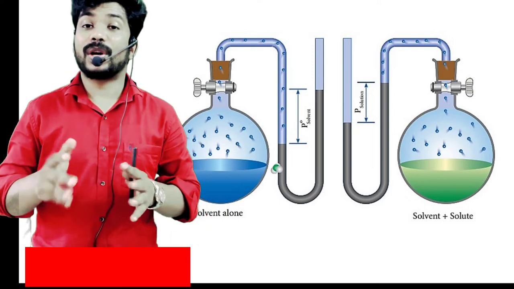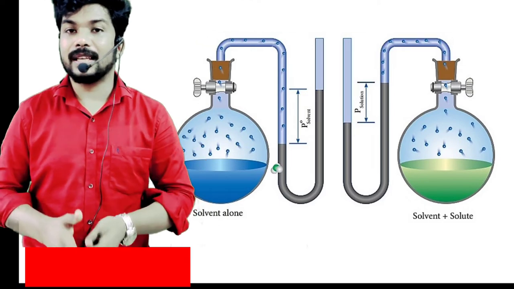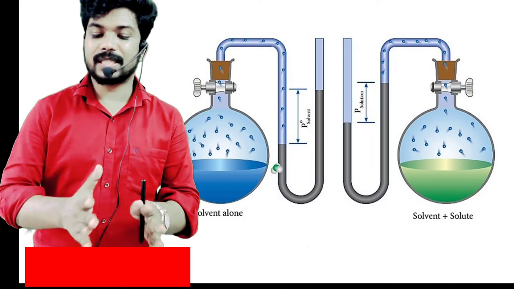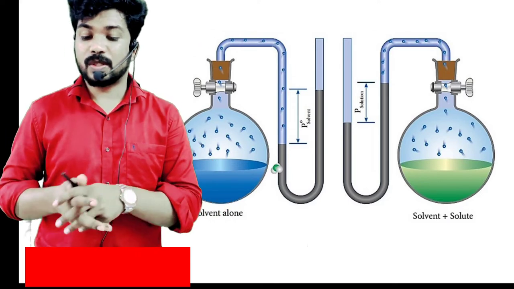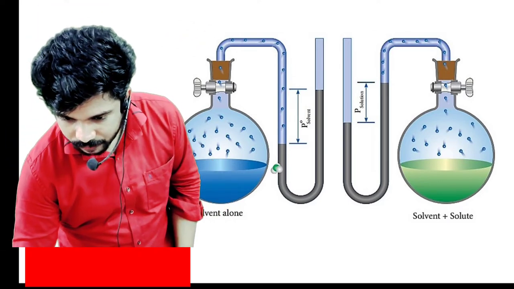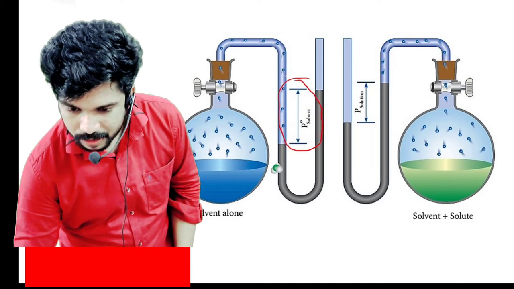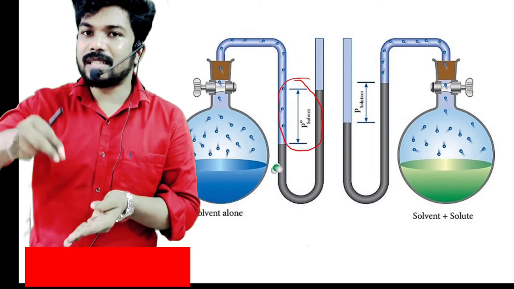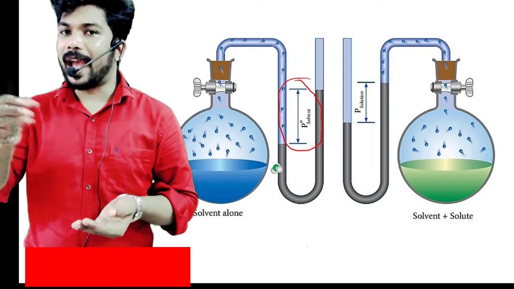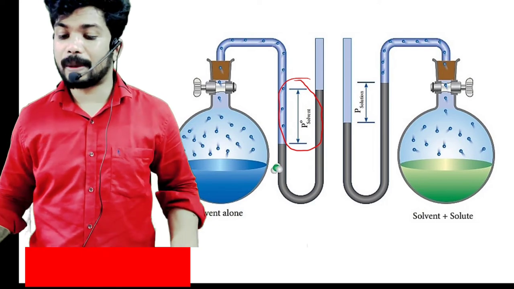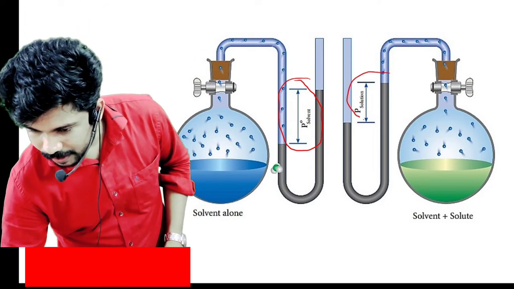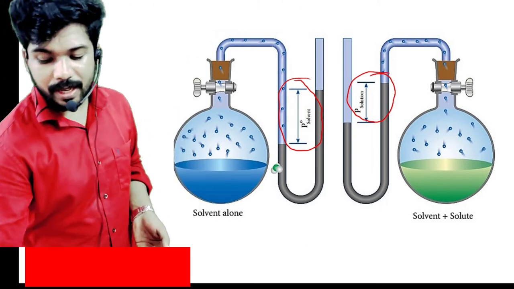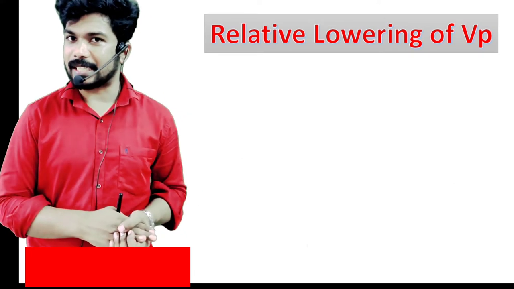In colligative properties, that is relative lowering of vapor pressure. Here you can see this is a device that you use to measure vapor pressure difference. And in the first case, only solvent is taken. You can see the difference in vapor pressure. This much is the vapor pressure. And when I added solute to the solvent, what happens to the vapor pressure? You can see here, the vapor pressure decreased. The value decreased here. So when a solute is added to a solvent, its vapor pressure will decrease.